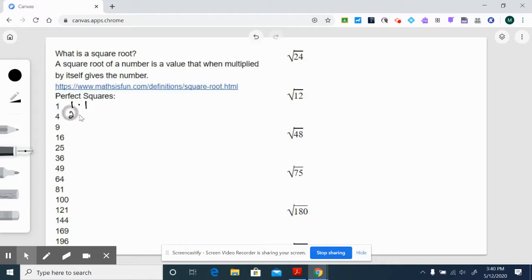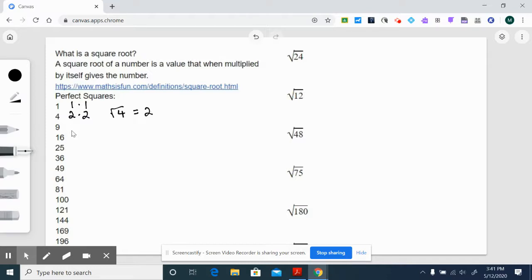4 is 2 times 2. So the square root of 4 is equal to 2. Now you learned in Algebra 1 that technically the square root of 4 is 2 and negative 2, but since we're in geometry and we're talking more about lengths of sides, we're going to just worry about the positive version of it and not the negative version.